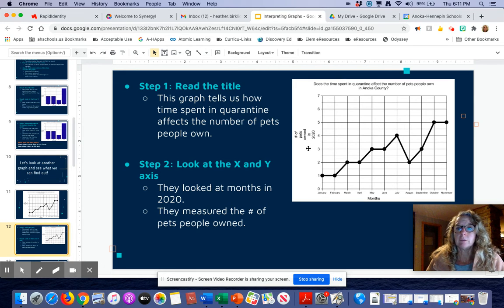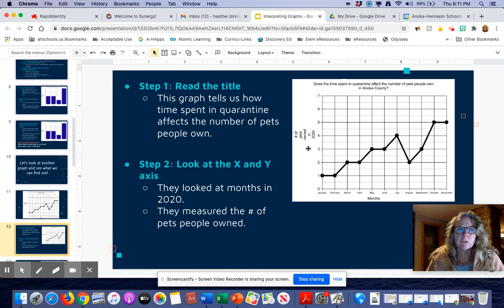Well, this is interesting. I didn't change my number of pets, but I sure was glad I had pets during the quarantine time. Okay, so then we're going to look at the x-axis, and the x-axis is looking at months. So that's why it's a line graph, because we're looking over time. So we're seeing if there's a change in the number of pets that are owned over time.